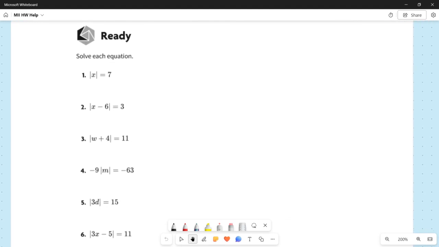Start with the Ready section. Directions say solve each equation. All right, well, it doesn't get much more straightforward than that in terms of directions at least. Let's see how difficult this is going to be.